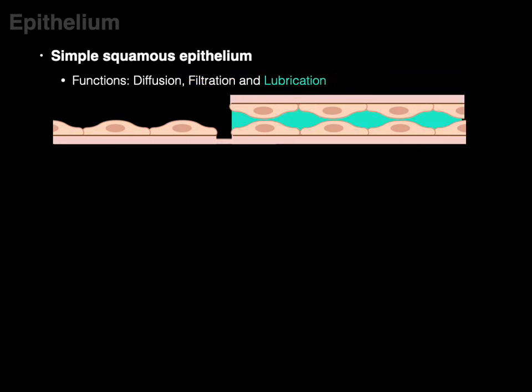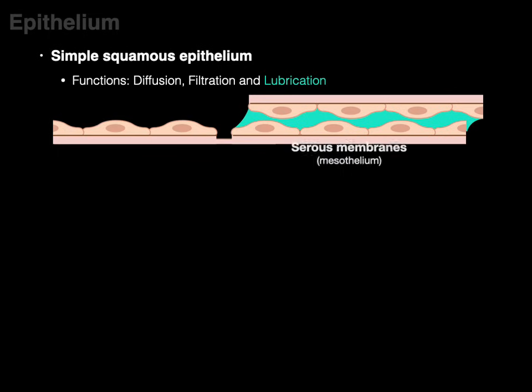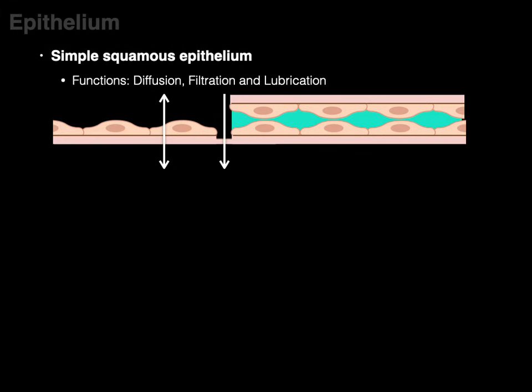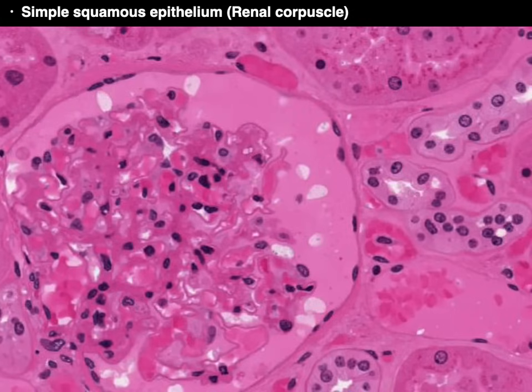And then lubrication, where you've got a thin layer of cells like you have in serous membranes, and they make this serous fluid. You'll find it in the pleura in your lungs, the pericardial sac in your heart, and the peritoneal cavity in your abdomen. Those are the serous membranes I just mentioned. So there's the functions of simple squamous epithelium. Let's look at a couple of examples.